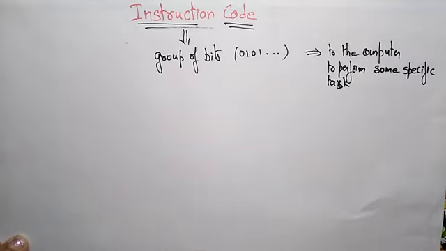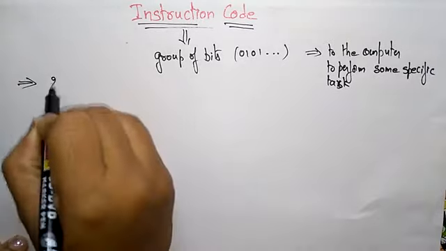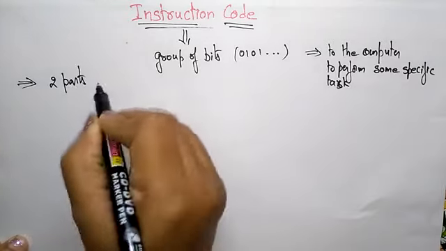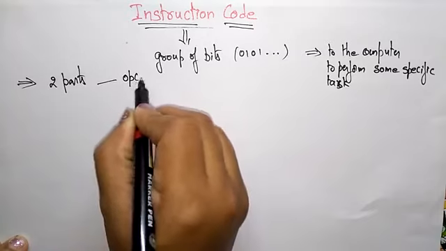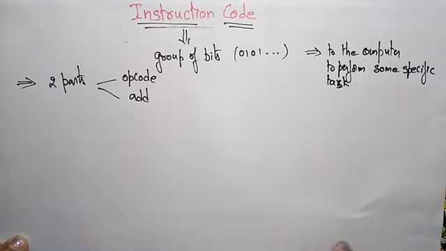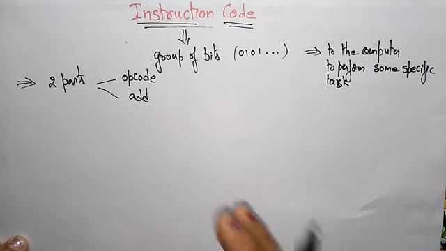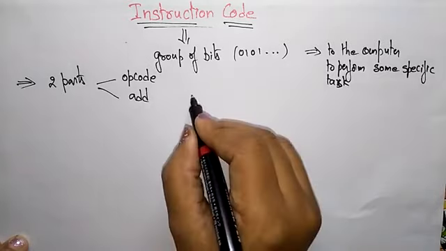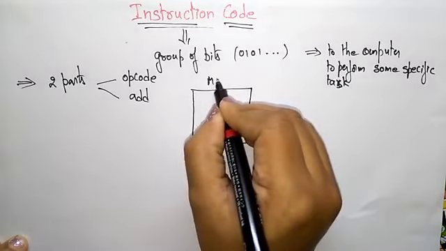The simple way to organize the instruction code is by using two parts. The instruction code can be organized into two parts: one is the opcode and the next one is the address. So the complete instruction code will be divided into two parts, opcode and address. So from where are we getting this instruction code? In the memory, the instruction will be present.